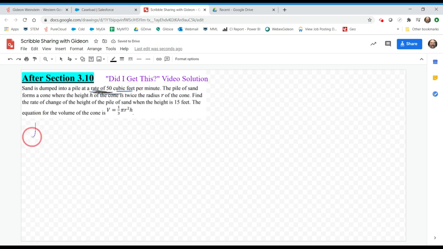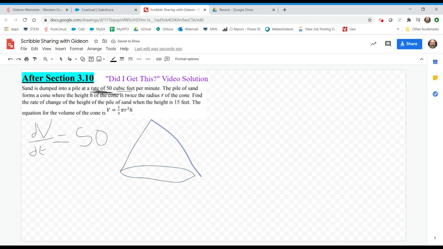So I think I can start scribbling. I feel safe if I scribble this: dV/dt equals 50. It's dumping into a pile, so I'll assume into the pile is positive. It's not like a draining tank or anything like that. The pile of sand forms a cone. Okay, just draw a cone, not to scale. Nobody cares. You just need the ratios.